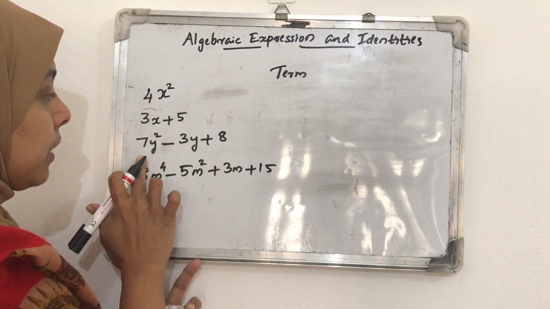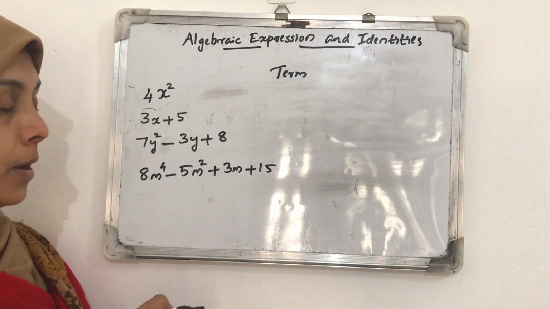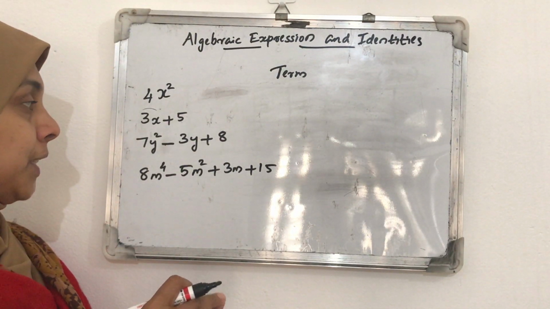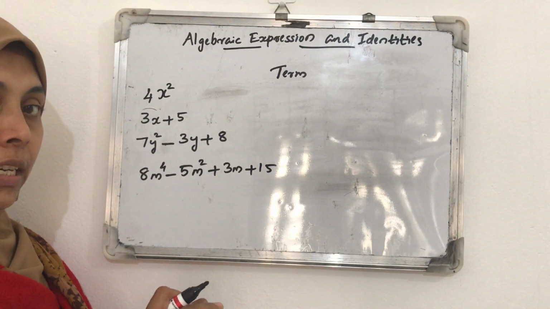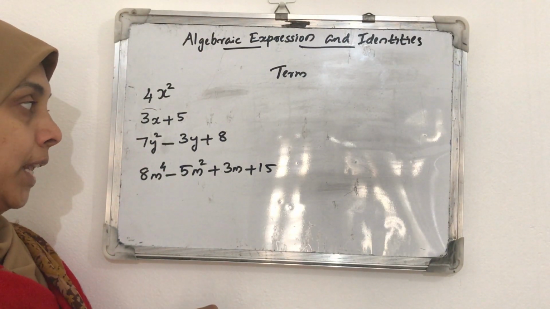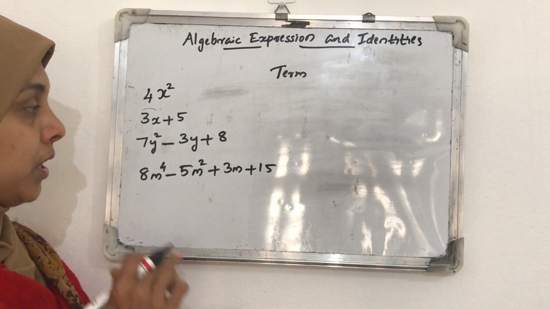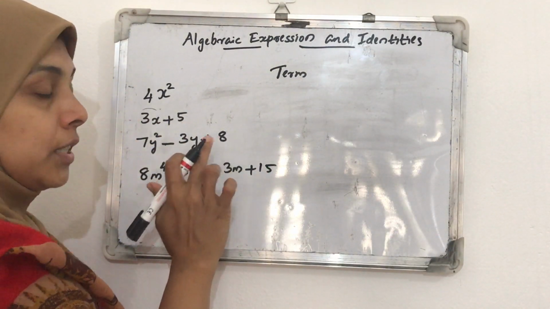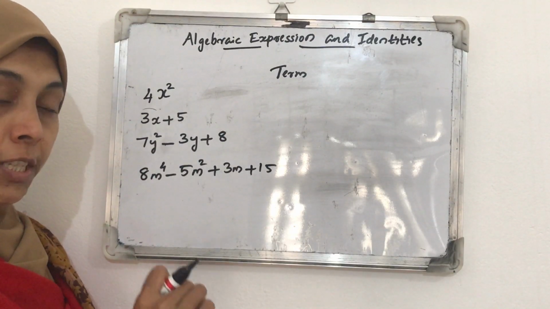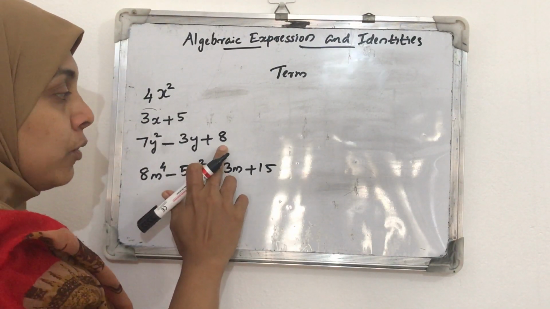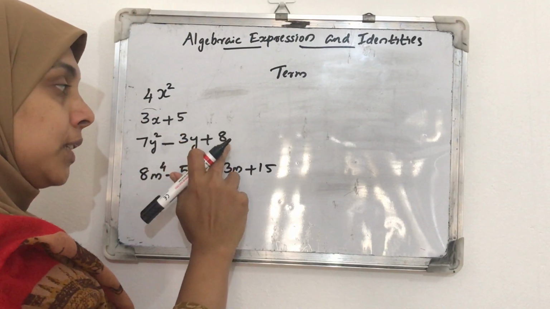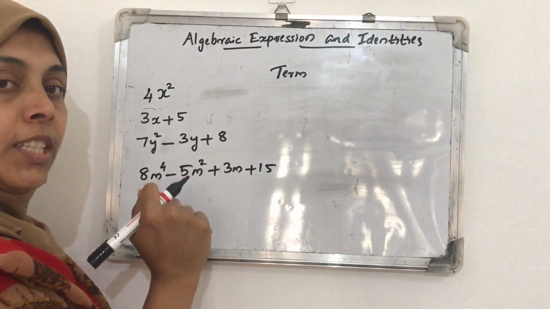And also here when we consider the third example, how many terms are there? 3 terms. First term is 7y square. Second term is minus 3y and third term is 8. In this expression 8 is the constant term. Okay, constant term because there are no other variables in this term. So this is called the constant term of this expression.